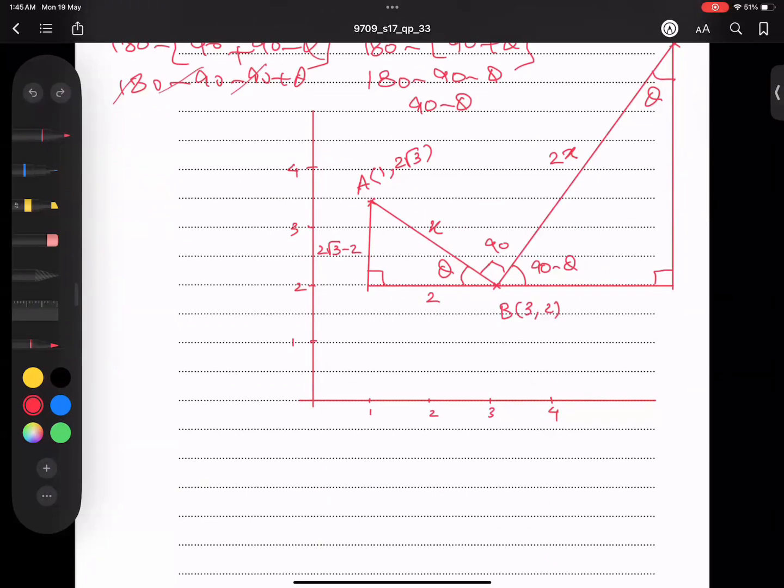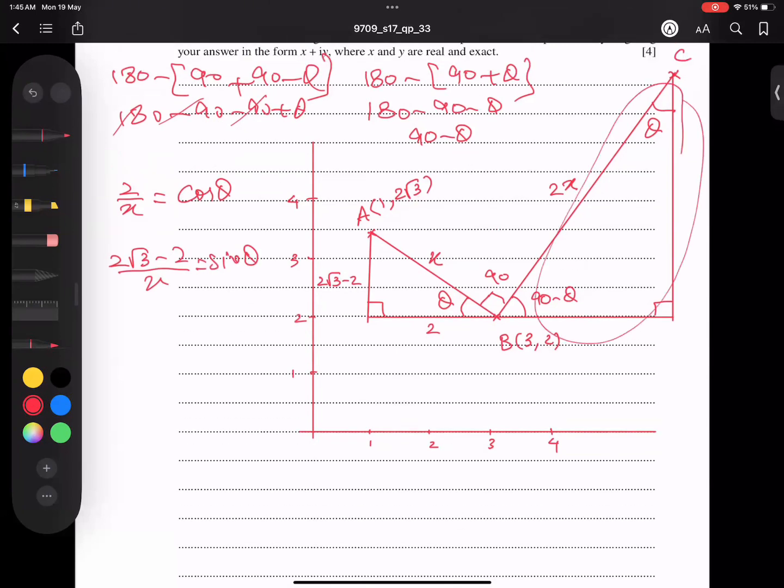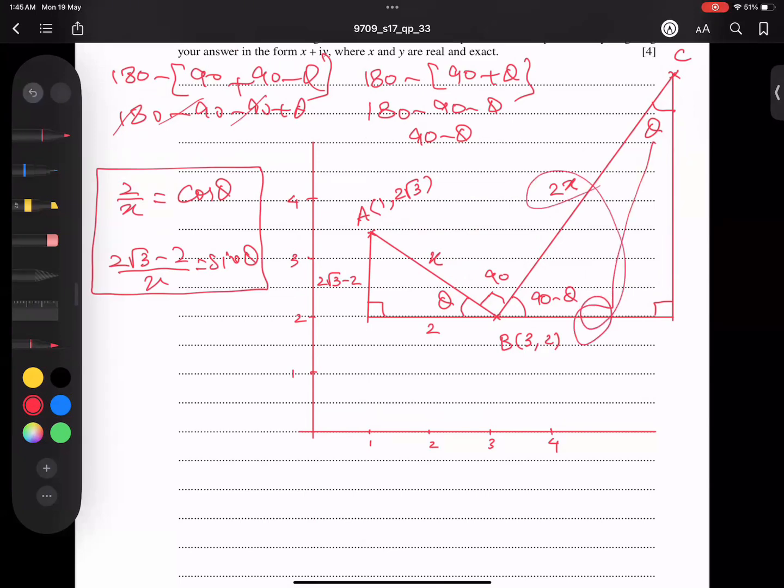Adjacent by hypotenuse gives us 2 by x is equal to cos theta. Okay, what is the sine? Opposite by hypotenuse is equal to sine theta. Same I'm applying here, in the same story. This I'm applying from one triangle's data. Okay, small triangle. Now I'm going to make it here. So in front of the angle is opposite by hypotenuse.